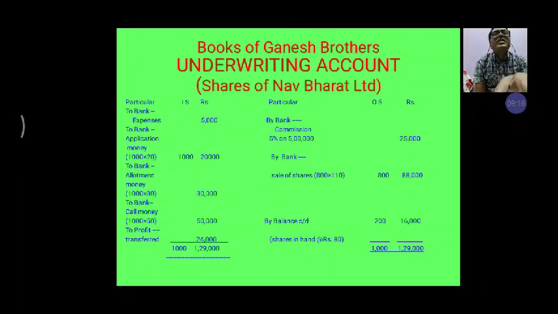Then total of debit side incoming shares 1,000. This 1,000 is taken on the credit side, 1,000. So after 800, remaining how many? 200. This 200 is the balance, and the balance 200 shares is at the rate of rupees 80 per share. Now this rupees 80, how to calculate? This rupees 80 is calculated on the basis of the given formula.